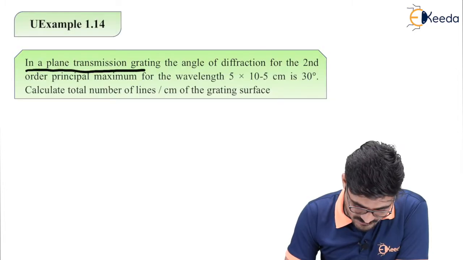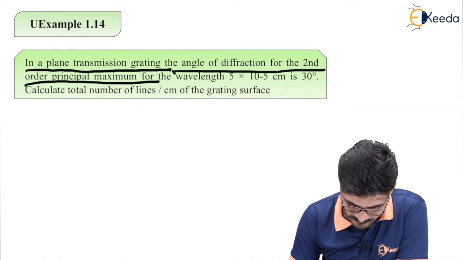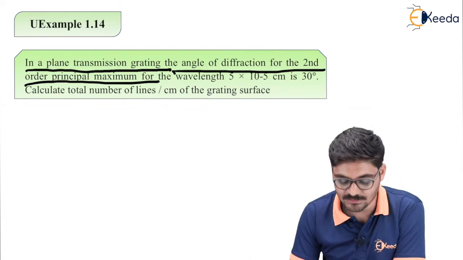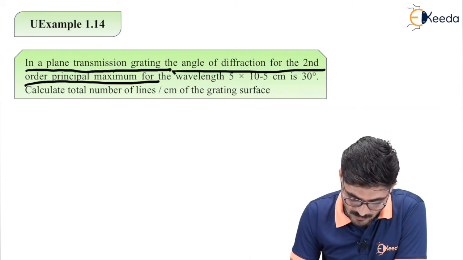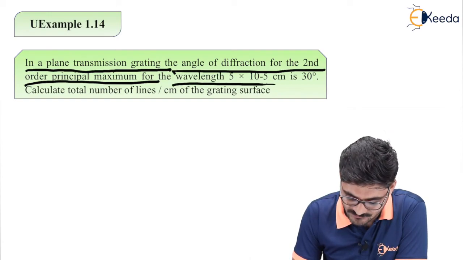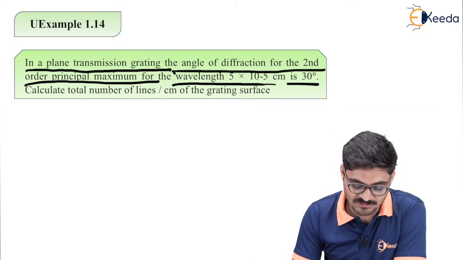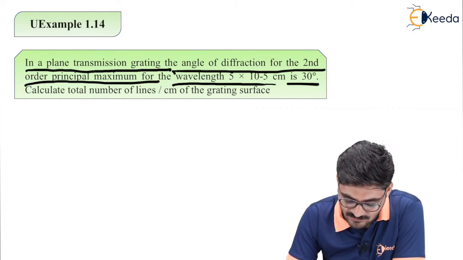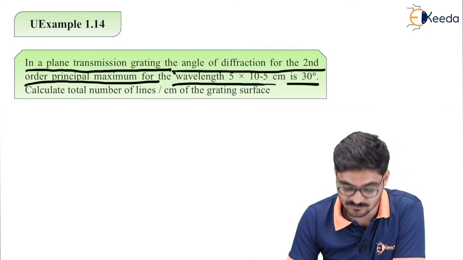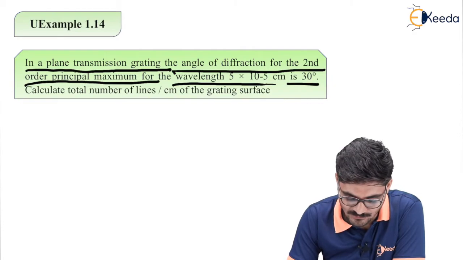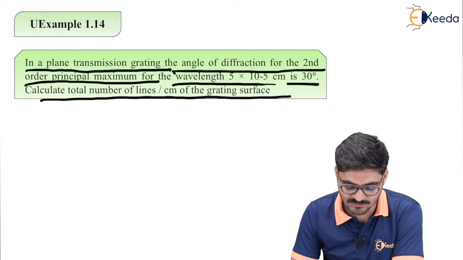In a plane transmission grating, the angle of diffraction for the second order principal maximum for the wavelength 5 into 10 raised to minus 5 centimeter is 30 degree. Transmission grating is there, and angle of diffraction is given 30 degree, but it is for second order principal maximum and with the wavelength of 5 into 10 raised to minus 5 centimeter. Now calculate total number of lines per centimeter of the grating surface.